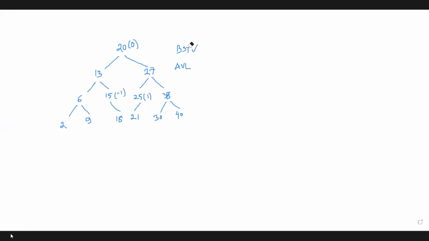Can you remember how we deleted some nodes in a binary search tree? Suppose this is a binary search tree. 30 is the root node, and 20 is the left child, 40 is the right child, and 20 has one left node, that is 10. So this is a binary search tree, right?